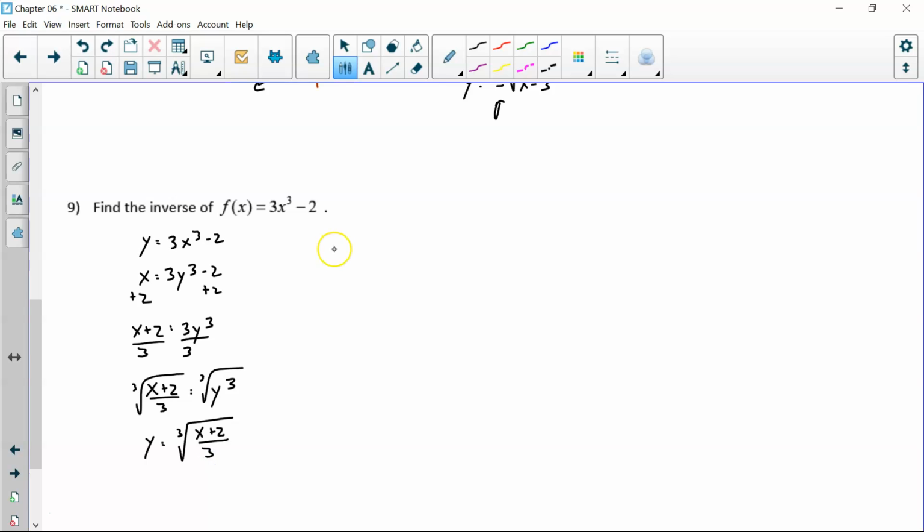So we write this in function notation. f inverse of x equals the cube root of x plus 2 over 3. And there's our function. Okay, that does it for inverses and functions.